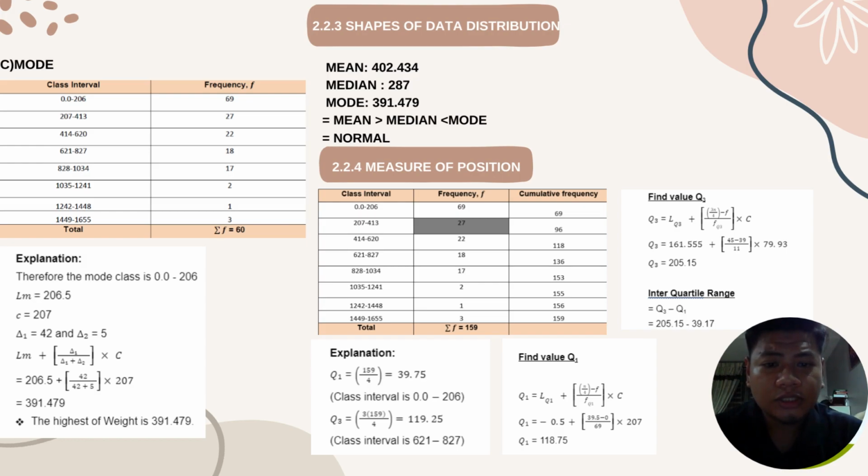For measure of position, we get class intervals, we use 0.0 to 206. The total we get is 119.25. So basically, to find the value of Q, we get 205.15, and the interquartile range is 205.15 minus 390.17.